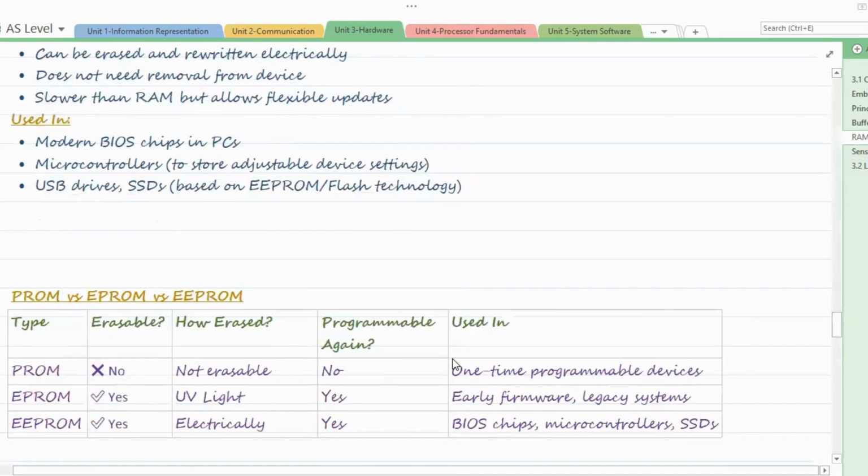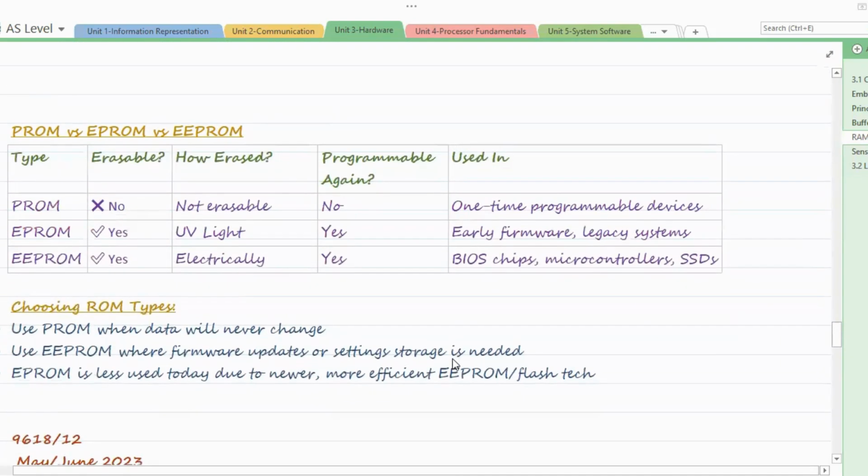Okay. This is a comparison table between PROM, EPROM, and EEPROM. And in order to answer questions that when a particular type of ROM should be used, PROM should be used when data will never change. You only need to program it once. Use EEPROM where firmware updates or setting storage is needed. And EPROM, it is less used today due to newer, more efficient EEPROM and flash technology.